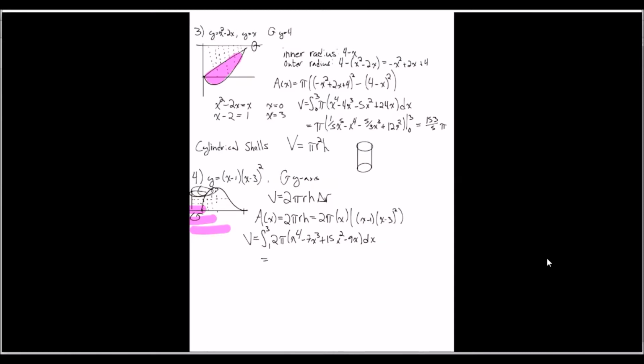Again, this is a pretty easy polynomial. And we've got 2 pi times 1/5 x to the 5th minus 7/4 x to the 4th plus 5 x to the 3rd minus 9 halves x squared, from 1 to 3. And plugging these in, we're going to get 24 over 5 pi.